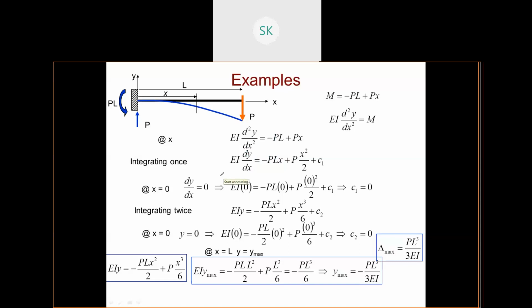At x equals to 0, your deflection is 0. There is no point of x, so it becomes 0. That's how you need to find the C1 value. And again at x equals to 0, at this position, your deflection y is 0. This is the boundary condition. So clear? Any confusion? So I'll move to the next one.